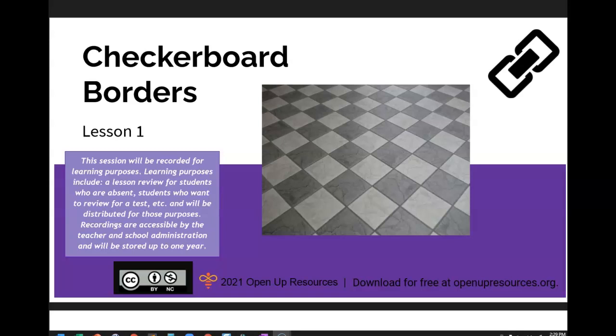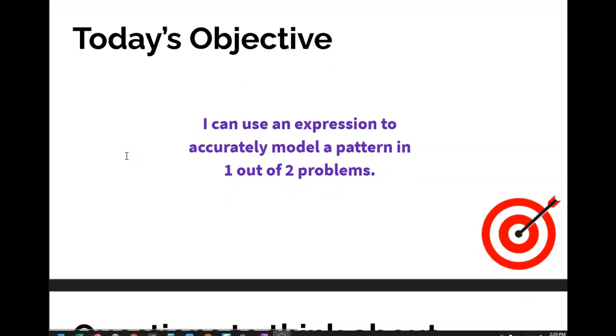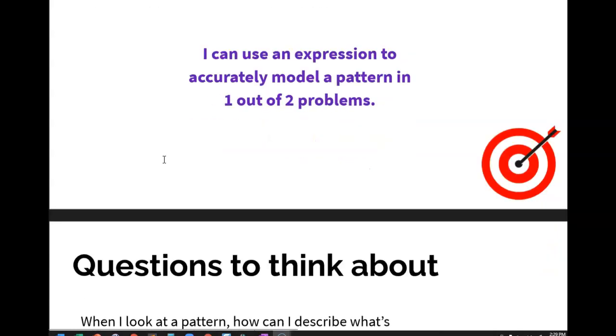Today we'll be covering Lesson 1 in Unit 1. So Unit 1 is Sequences, and this is Checkerboard Borders. Our objective today is I can use an expression to accurately model a pattern in 1 out of 2 problems. What's an expression? We'll talk about that a little bit later. And it looks like we'll be talking about patterns today, seeing patterns in things.